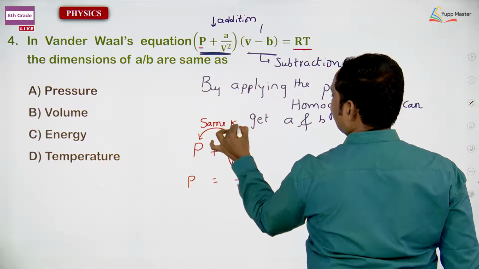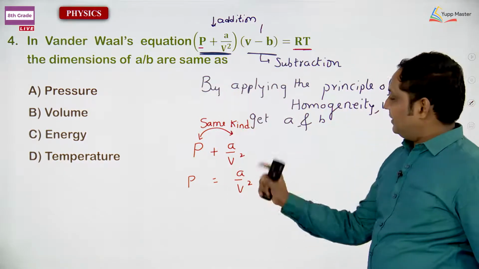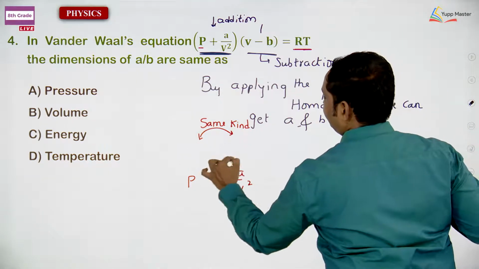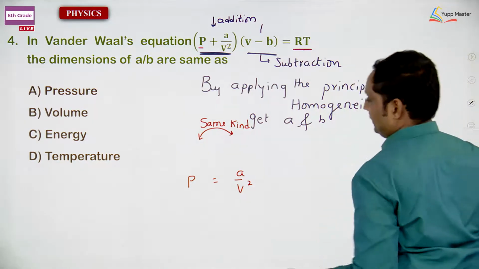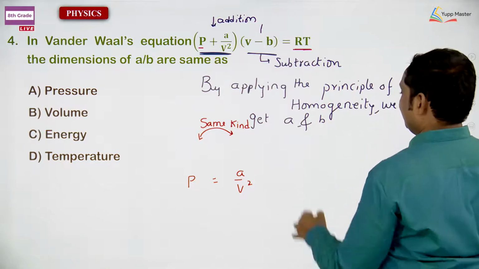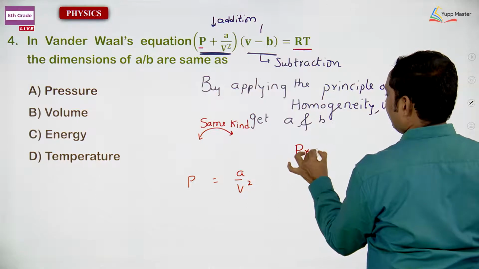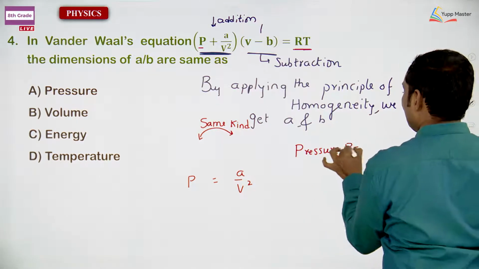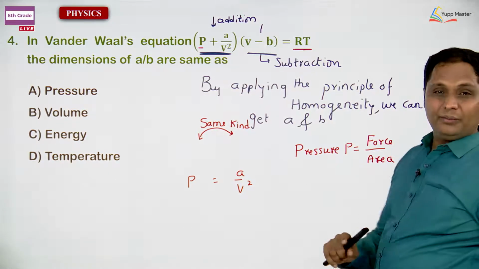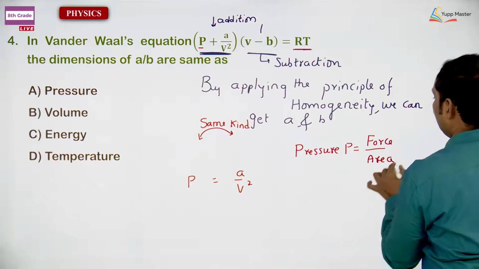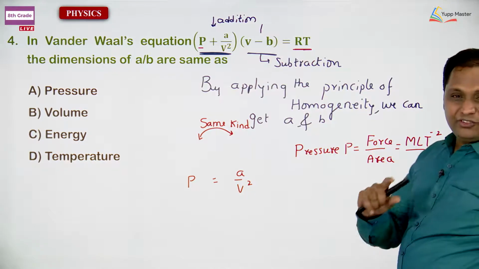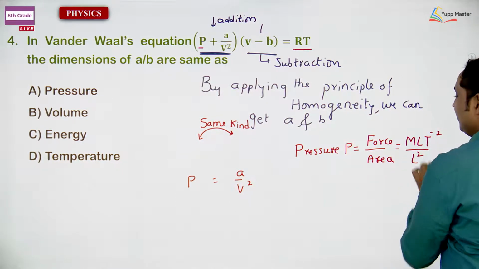They are of the same kind. Just you have to compare, just you have to equate that. That is very clear. Now, if you take the dimensional formula, we know very well about pressure: P is equal to force by area. Pressure P is equal to force by area. You know the dimensional formula for force is mLT minus 2. Already we have discussed. Area is going to be L square.